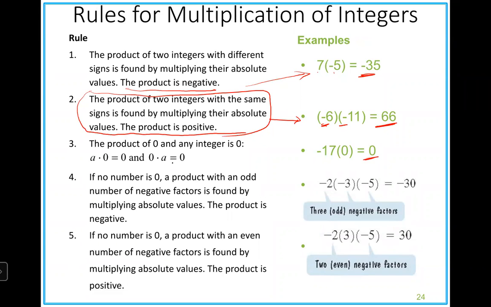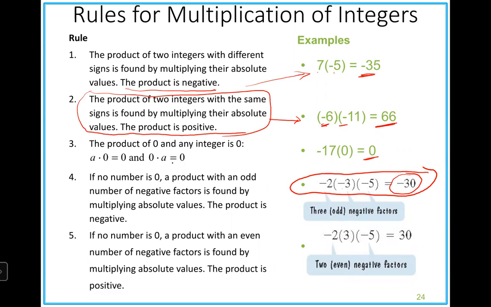Number 4 says, if no number is 0, the product of an odd number of negative numbers is found by multiplying their absolute values. The product is negative. So look at this one here that says negative 2 times negative 3 times negative 5. Why is the answer negative 30 instead of positive 30? Because the numbers are odd. Okay, because we are multiplying an odd set of numbers.